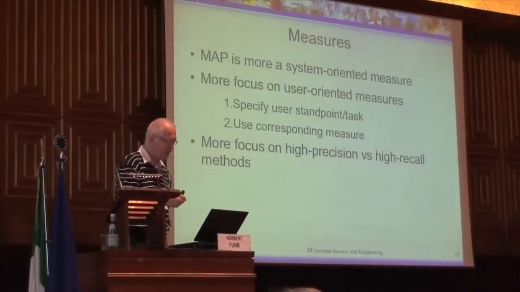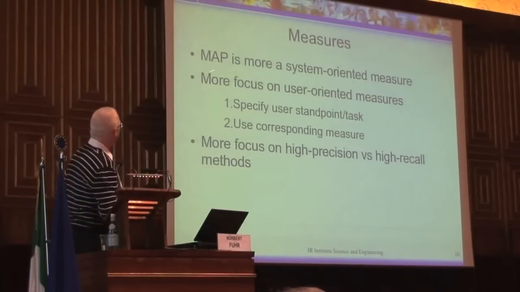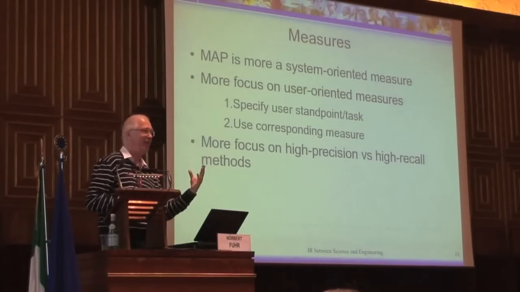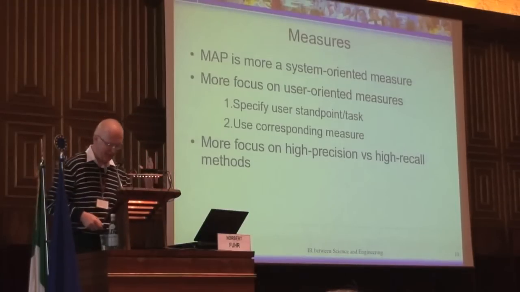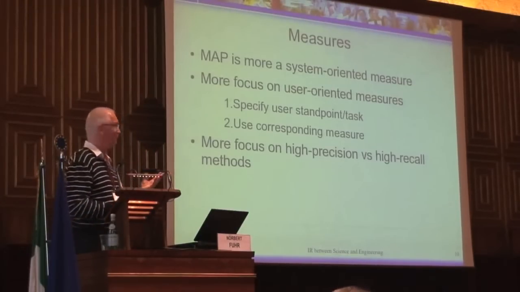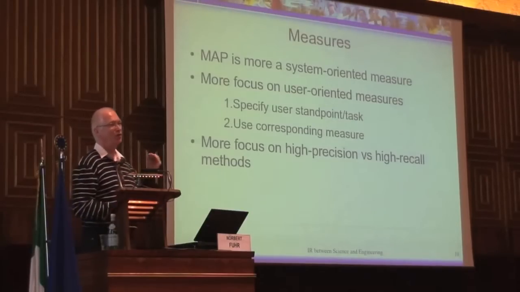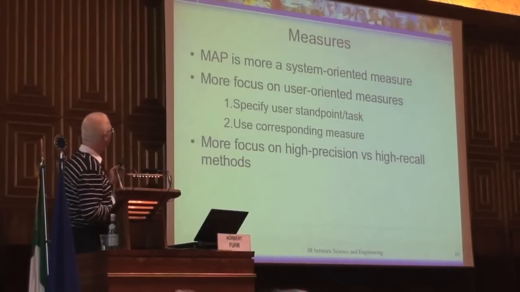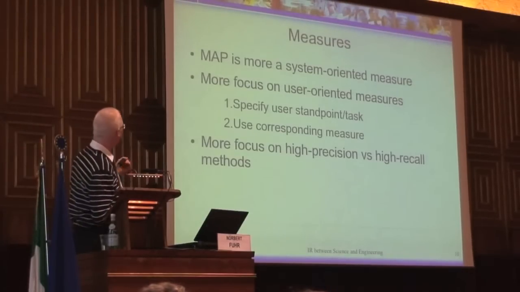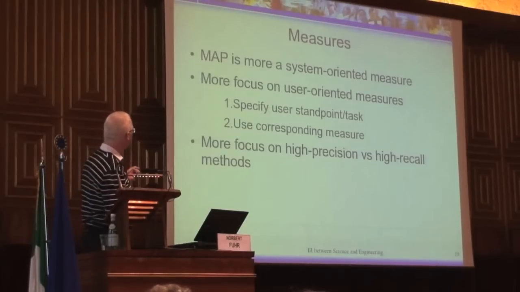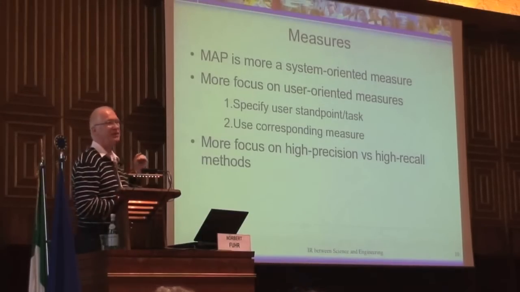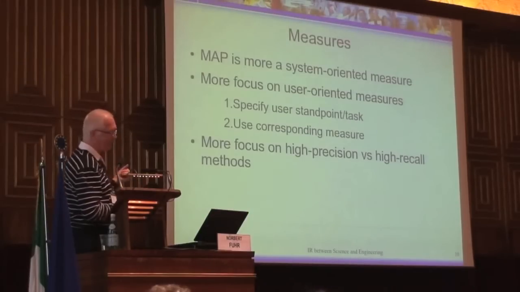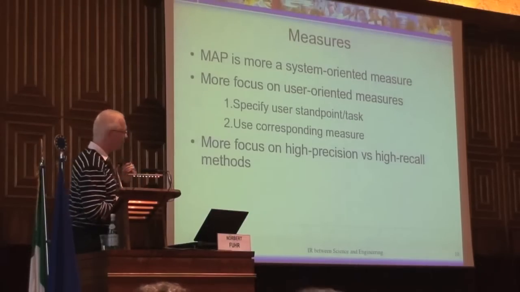So what we can see from this analysis is that, in fact, mean average precision has very little to do with user interests. Although it can be given a user-oriented interpretation, this interpretation is rather strange. And so we should call it a more system-oriented measure. And what we should do is to give more focus on user-oriented measures. So for that, we should specify user standpoints or tasks for which we want to perform measurements. And then after defining this user standpoint, we should use the corresponding measure.